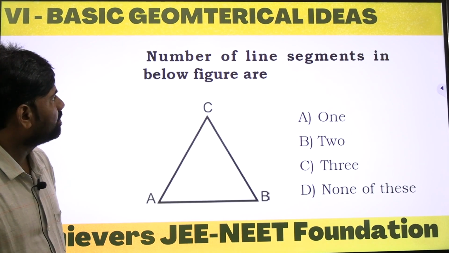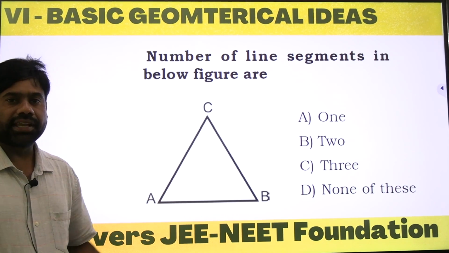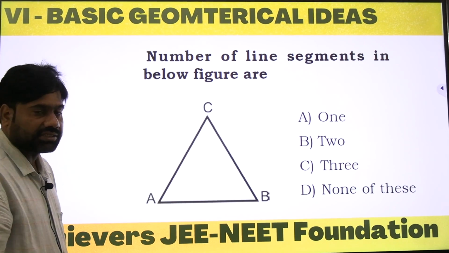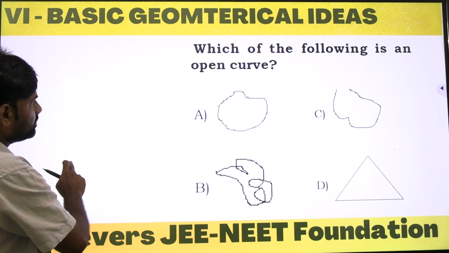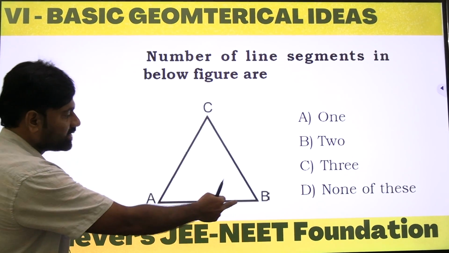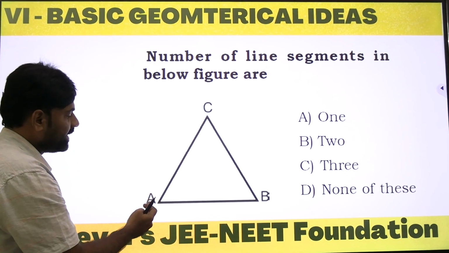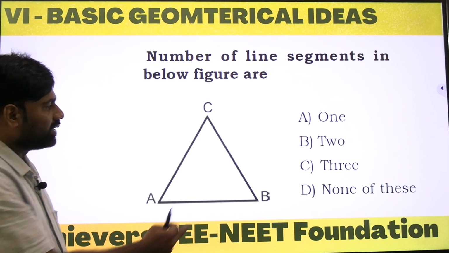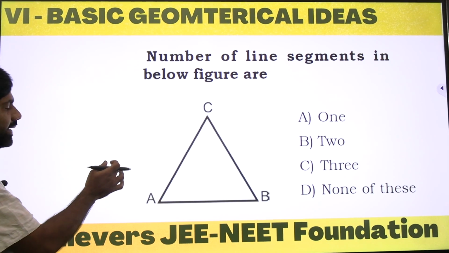Okay. Next question. Number of line segments in the below figure are dash. Here, from the given figure, we can say that A, B, C are 3 points. That means AB is one line segment, BC is the second line segment, CA is the third line segment. Total how many line segments are there in the given figure? 3. Therefore, option C is the correct answer.